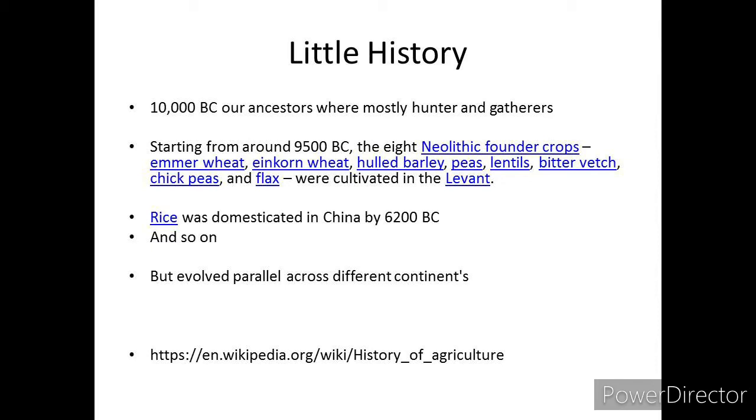Parallelly, the rice was domesticated in China around 6200 BC. So, the process of farming evolved parallelly across different continents.